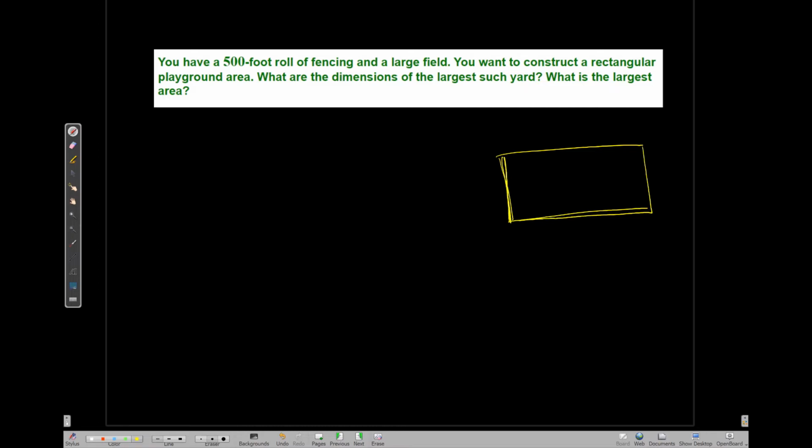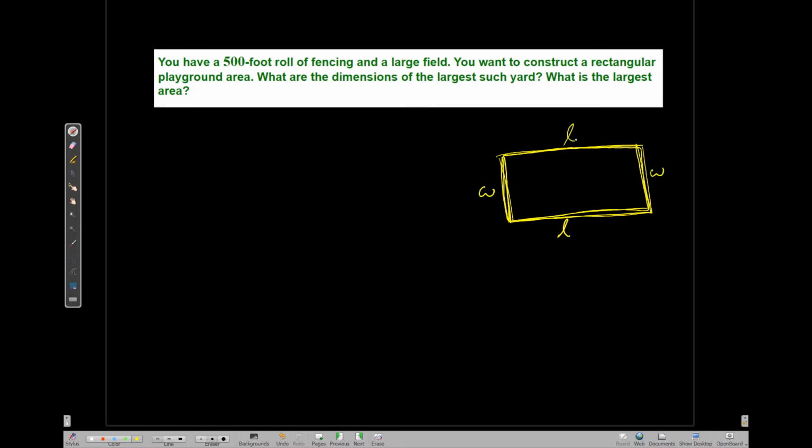Okay, so what are the things that you know? The total is 500. So we need some variables. You can go with x and y, or you can go with L and W, length and width, whatever is comfortable. So let me go with L and W. L for length, W for width. So this is W and this is L as well.